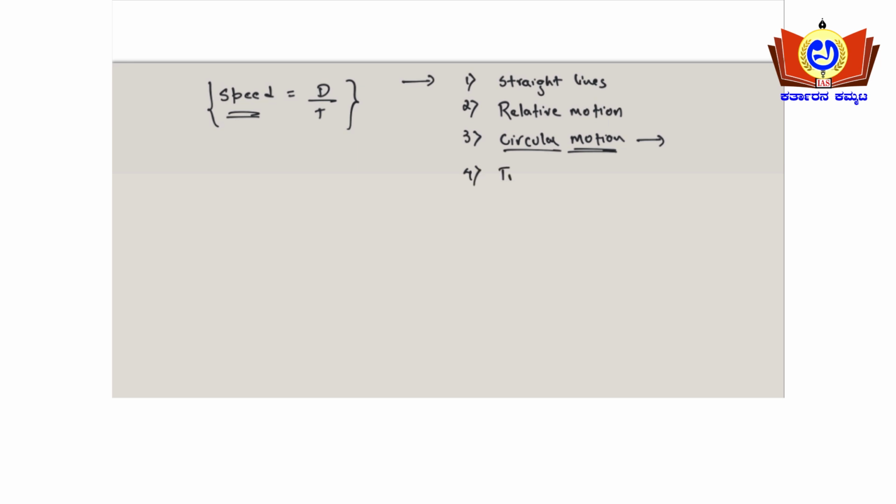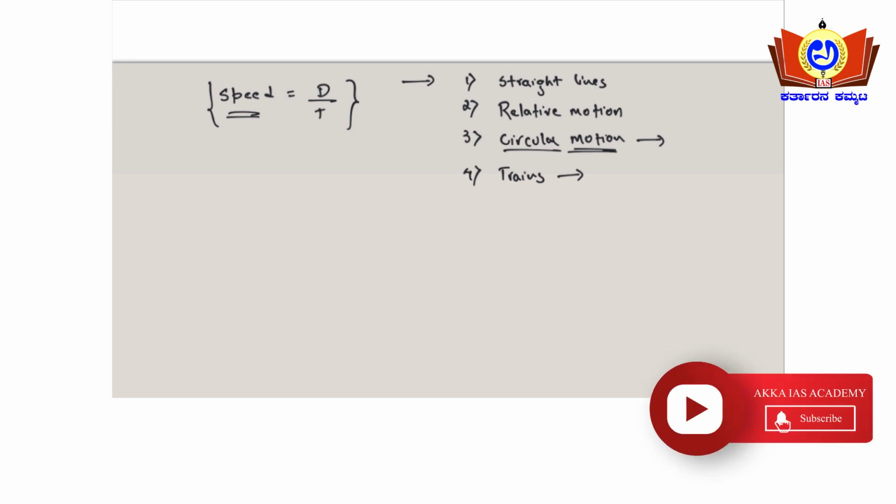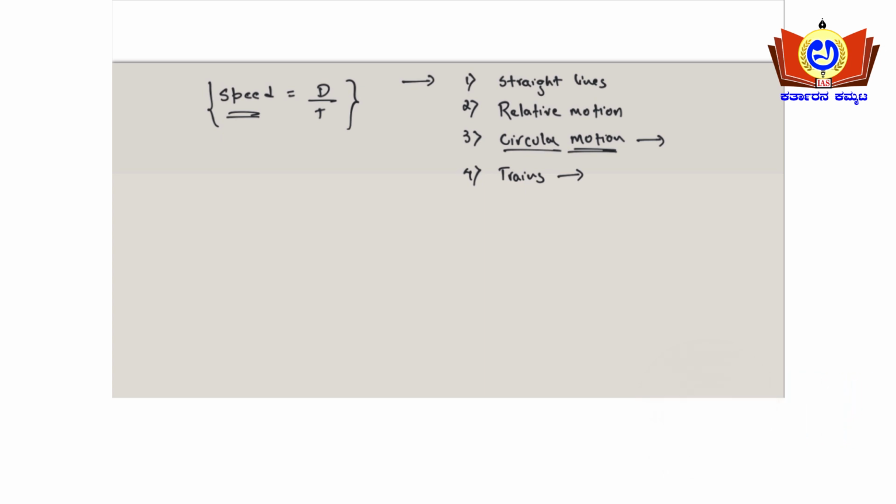And based on trains: two trains are running in the same direction, or two trains are running in the opposite direction, with two different speeds. One train leaves station A at, say for example, 12 p.m. and the second train leaves the station at 2 p.m. So what is the relative speed? So these are the questions you can expect from trains.